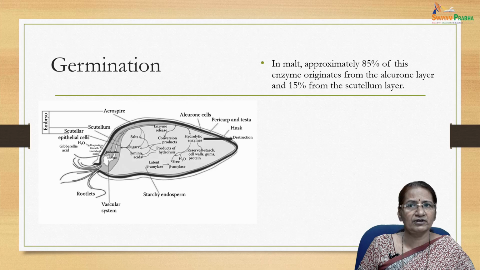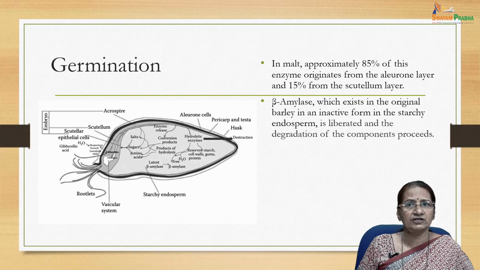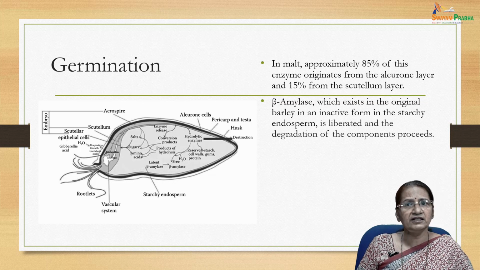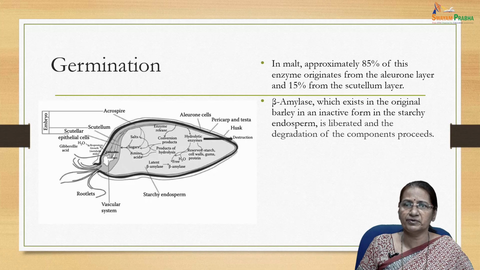In malt, approximately 85% of this enzyme originates from the aleurone layer and 15% from the scutellum layer. Beta amylase, which exists in the original barley in an inactive form in the starchy endosperm, is liberated and the degradation of the component proceeds.